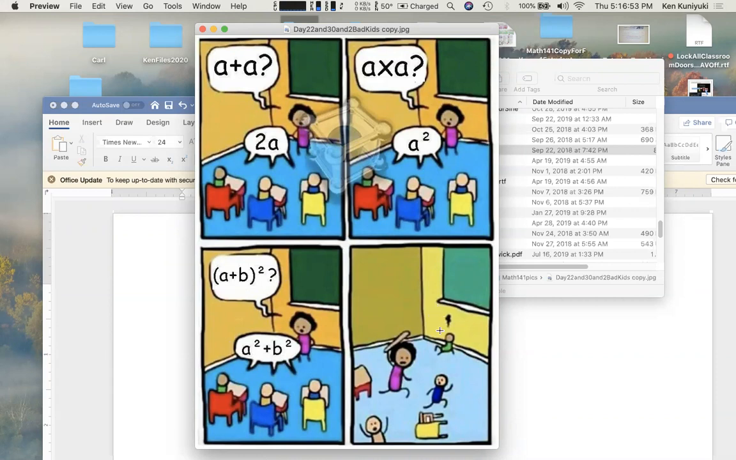I once had a student wonder if that was blood over there. No, that's a cloud, not blood, please.